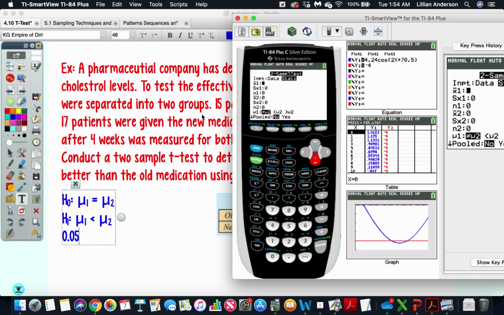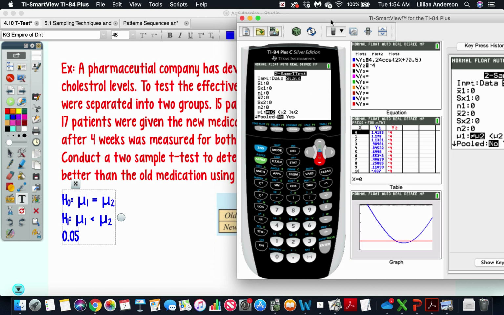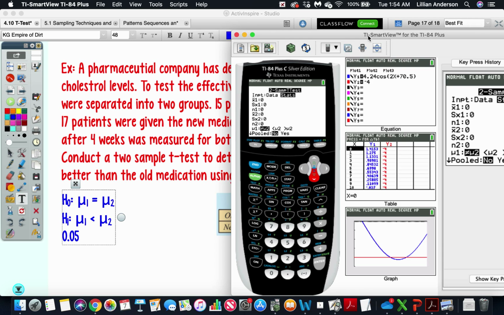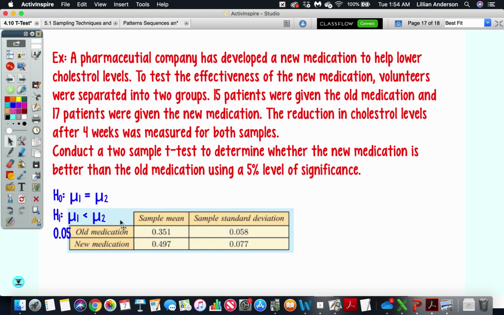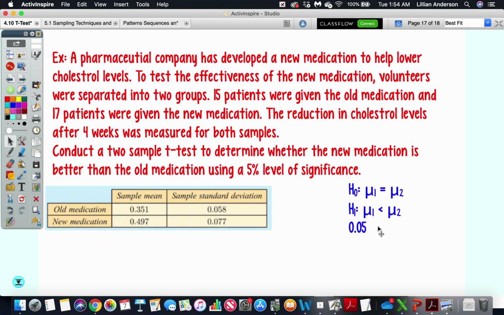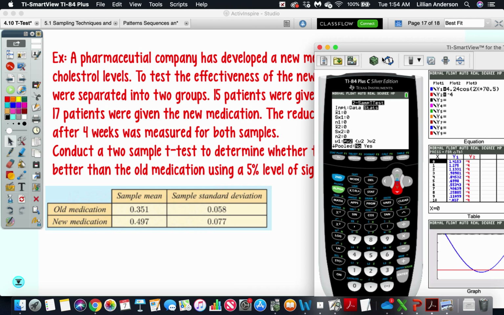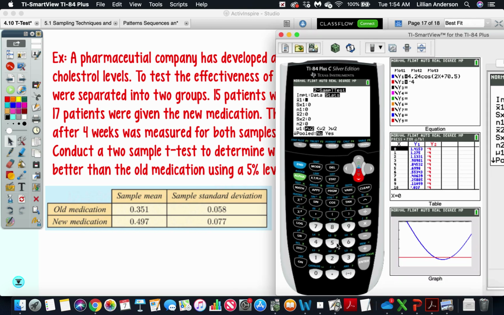So our x1 is going to represent the old medication. The mean for that is in this table here that I put in a not so good spot, so I'm actually going to switch these locations here. There we go. I'm going to type in the mean of the old medication, which I can see is 0.351. I'm going to type in the standard deviation for the old medication, 0.058. And I'm going to type in the value of n for the old medication, which was the 15 patients from the description in the problem.